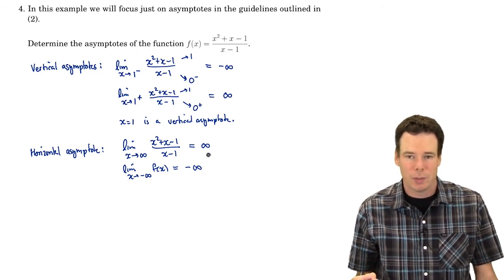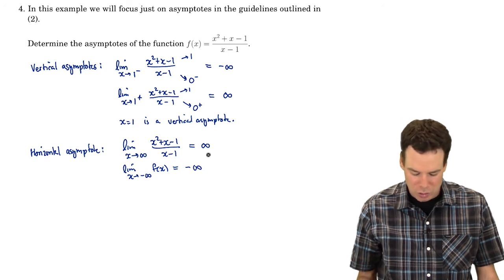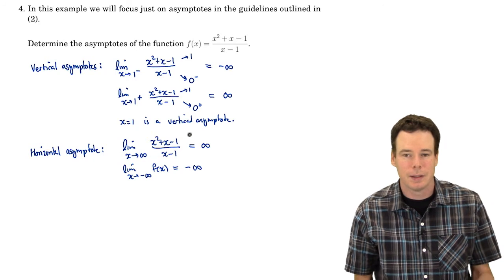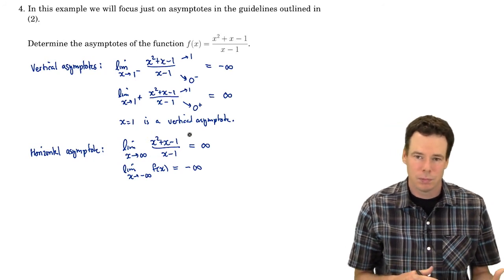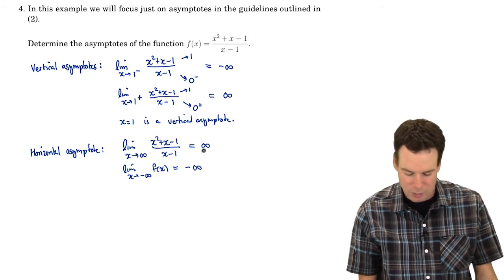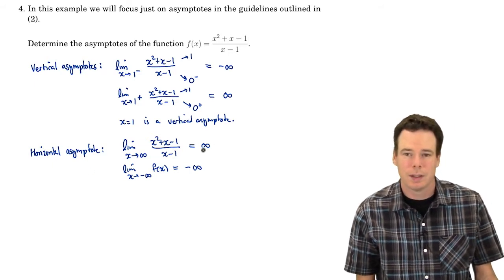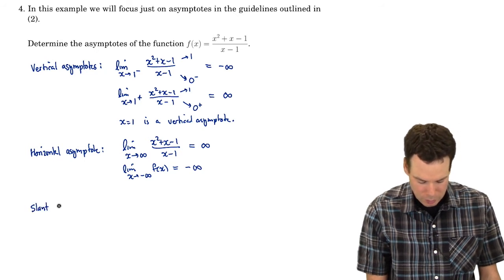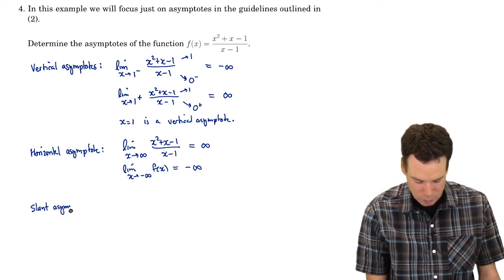But how is it blowing up? Is the function heading off towards infinity like a line does, or like an exponential or a logarithm or some other function? Well, the point here is that it's going to grow like a line grows. That means we actually have a slant asymptote. And we'll see how we can detect this now.